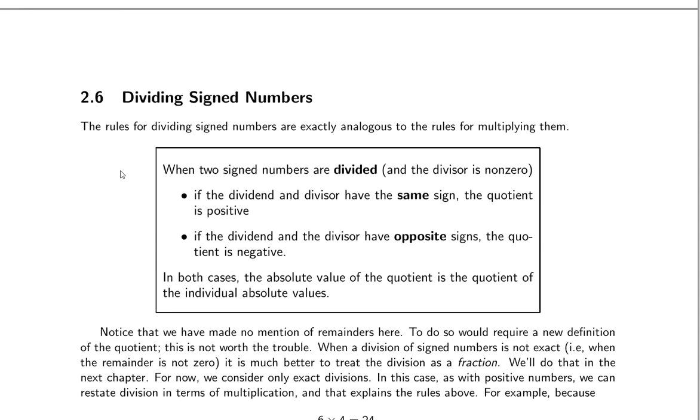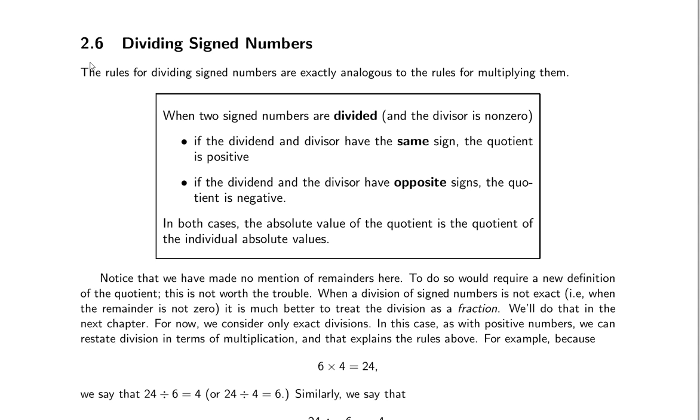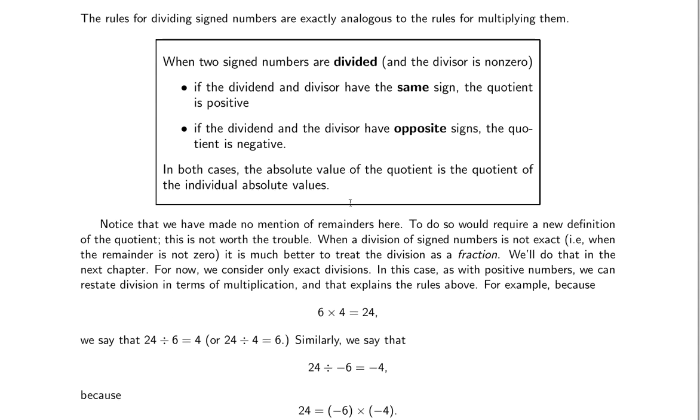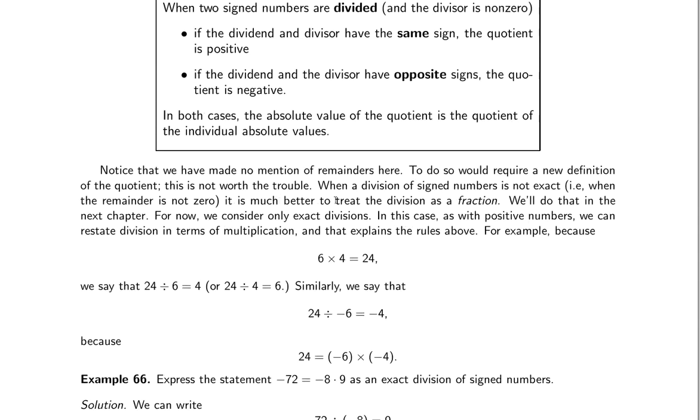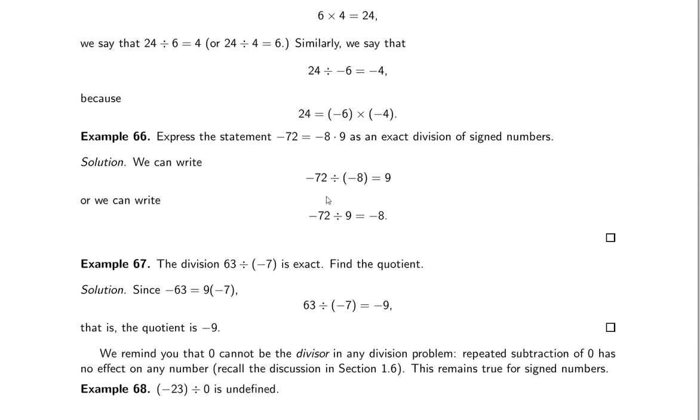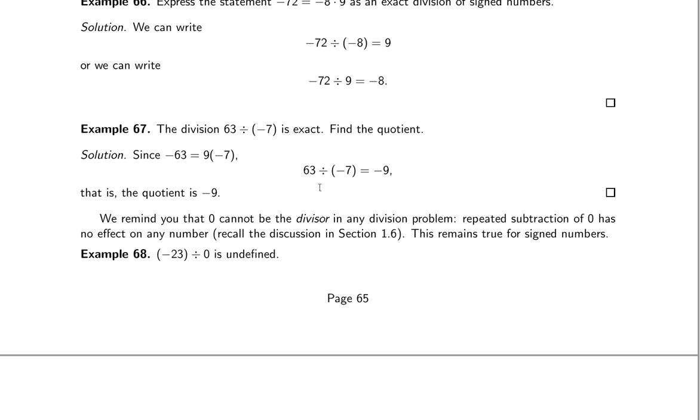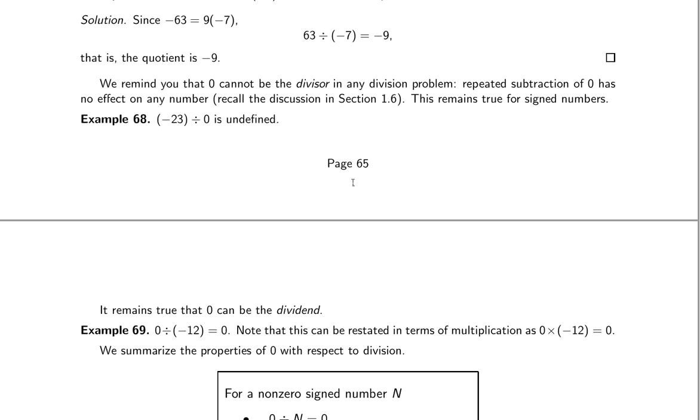Okay, so did we cover everything in this section? Yeah, this is the same rule. If you're dividing two numbers with the same sign, the answer is positive. Different signs, the answer is negative. So here, positive divided by a negative is negative. Different signs.